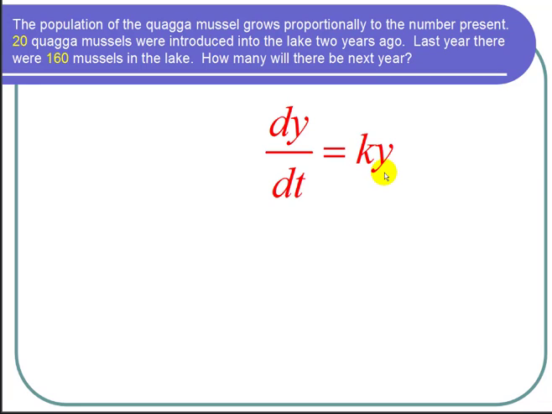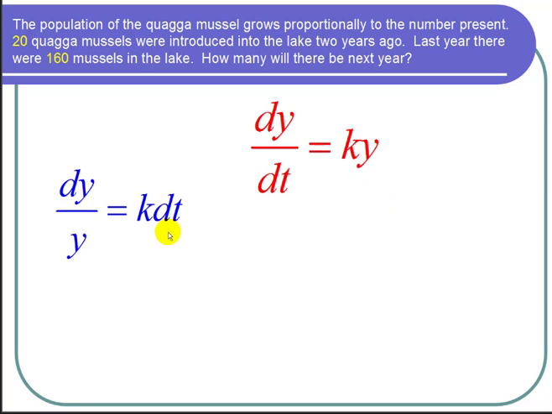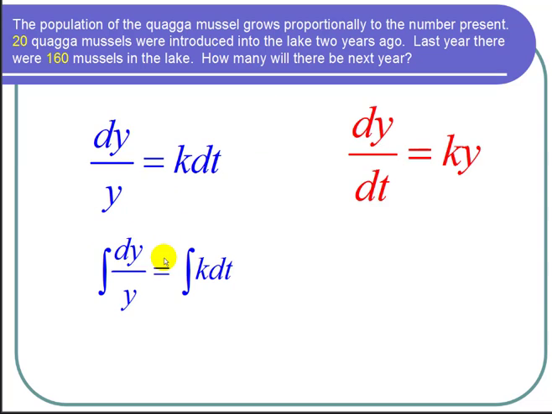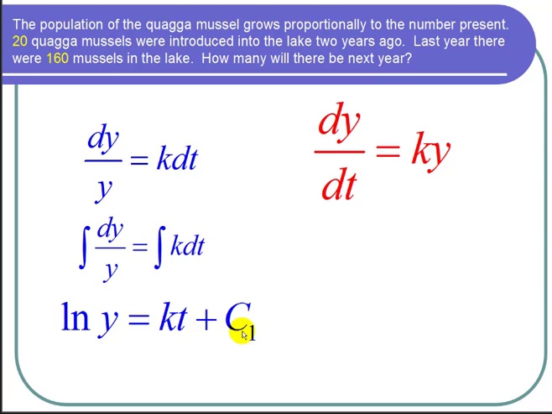I'm going to divide by y and multiply by dt, and I get dy over y equals k dt. Now integrate both sides, and the integral of dy over y is the natural log of y. We don't need the absolute values because y is a population, it can't be negative. And the integral of k is kt plus some constant, I'll call it c1.